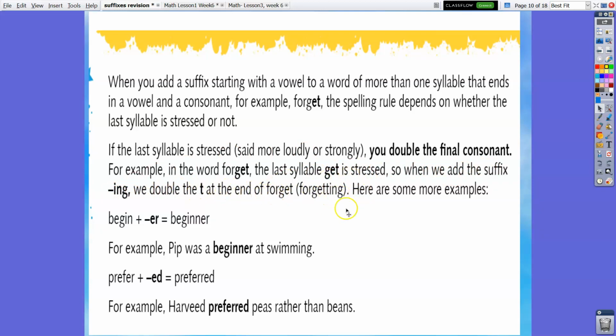So it becomes forgetting. Here are some examples, like the word begin. N is a consonant with stress. We double the N and add ER, so it becomes beginner. Preferred, with consonant R at the end, we double the R and add ED. So these are the rules for vowel sounds.